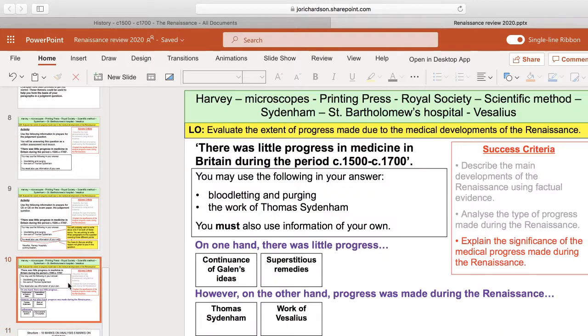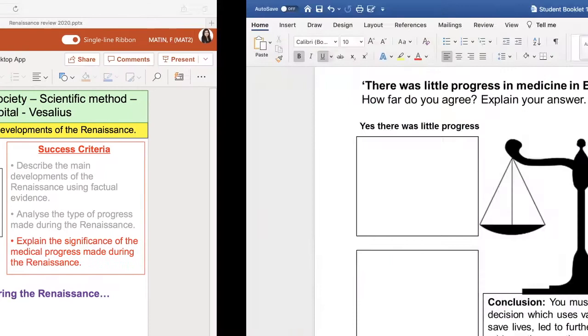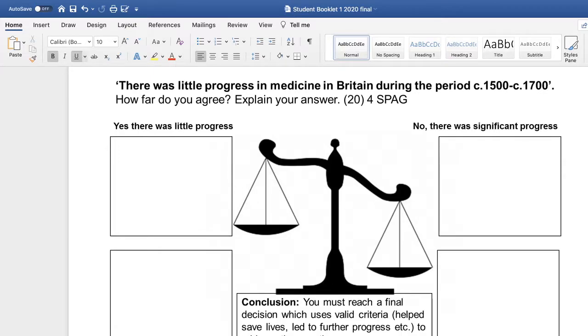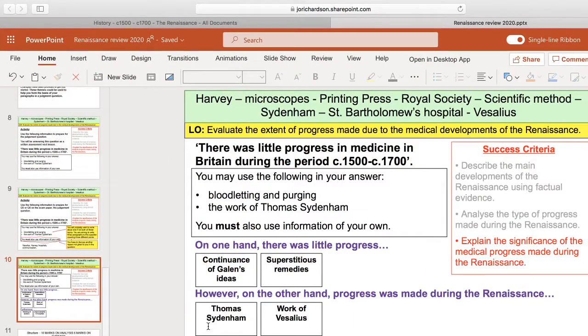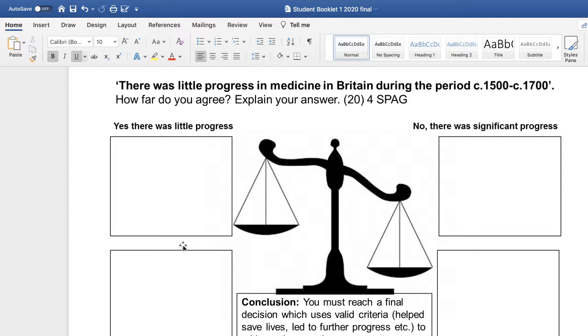So when we think about this question specifically, you can pause this if you'd like to give you some points for each one. So on the one hand, whichever one you are saying, you may say there was little progress because of continuance of Galen's ideas and superstitious remedies. However, on the other hand, progress was made during the Renaissance because of Thomas Sydenham, the work of Vesalius. You could say training of doctors, improvements in hospitals. You could say communication. You could use King Charles as an example here, bloodletting. It could be endless, okay? So you need to pick out some points.